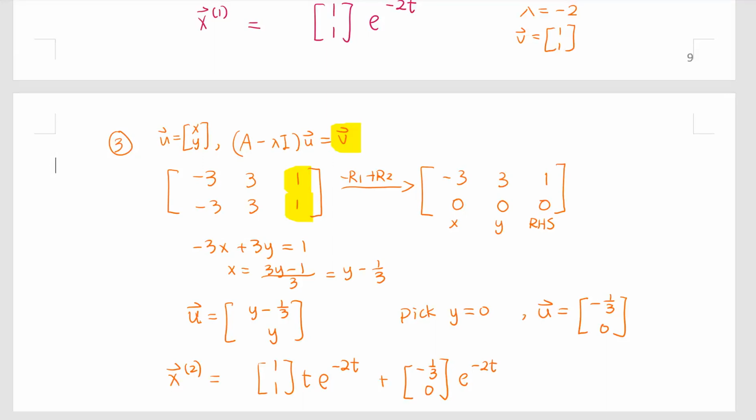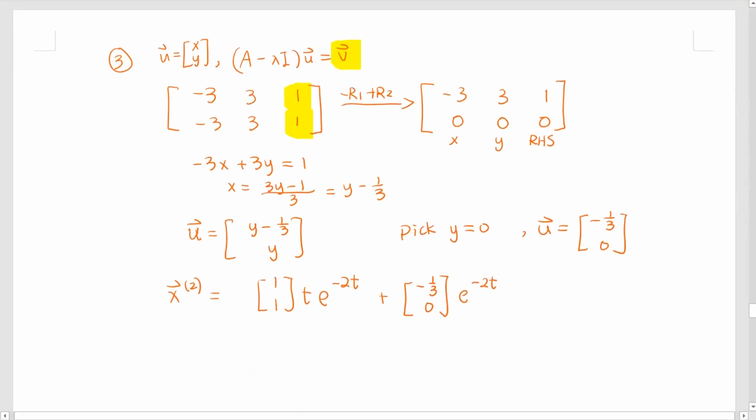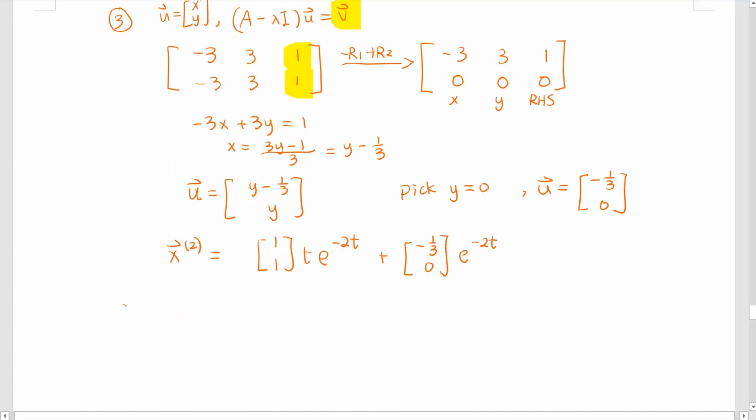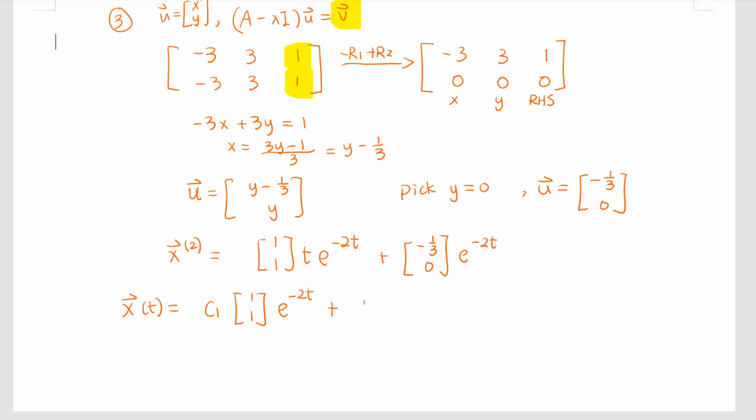Okay, so let's see. Our general solution is C1 X1, where X1 is (1, 1) e^(-2t), plus C2 times our second solution, which is (1, 1) t e^(-2t) plus (-1/3, 0) e^(-2t).